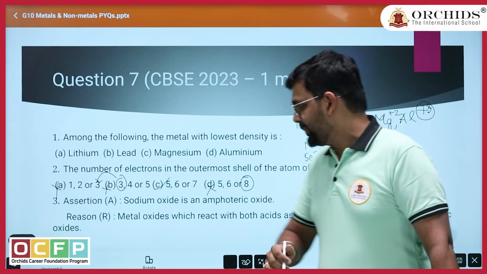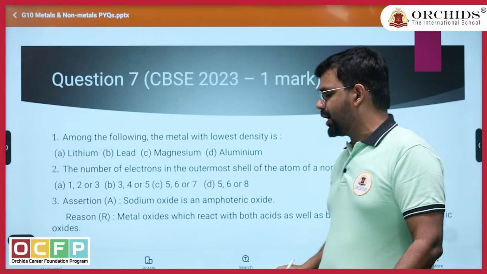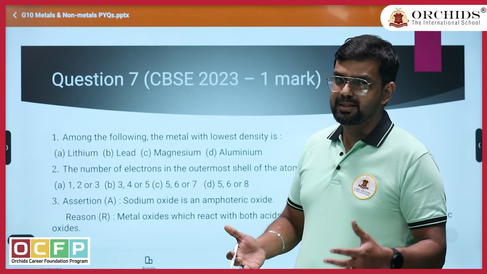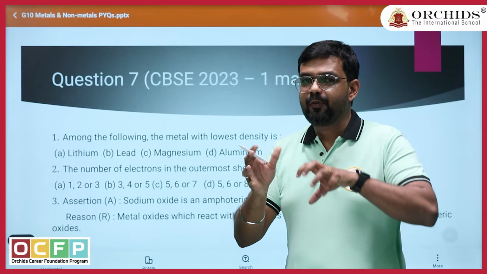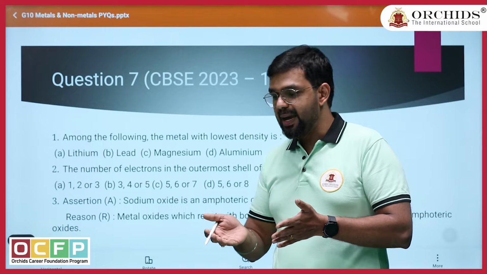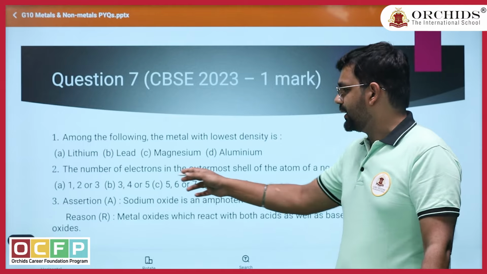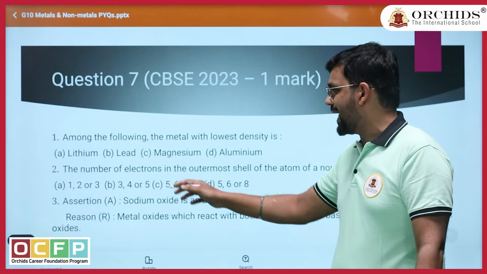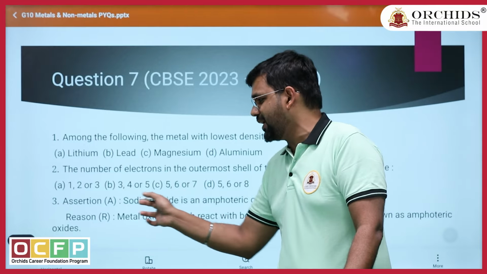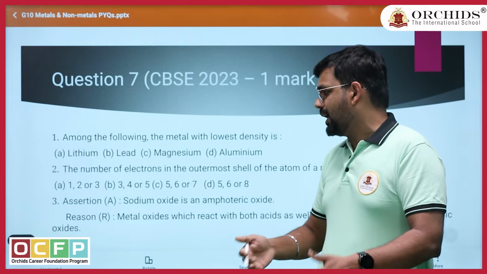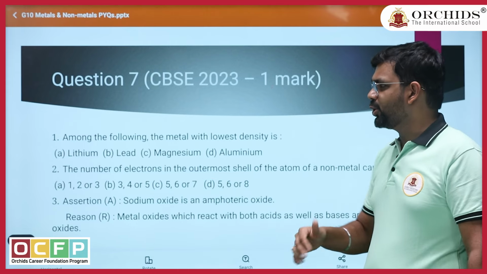So come to the last question, the assertion. It is given that sodium oxide is an amphoteric oxide. What is an amphoteric oxide? We have already discussed it in one of the previous questions. Amphoteric oxides are oxides formed from metals which can react with both acids as well as bases. There are only 2 such metals which we have studied, zinc and aluminium, but they have given sodium oxide, which is not the case. So the assertion is wrong. And what about the reason? Metal oxides which react with both acids and bases are called amphoteric. This is the basic definition of an amphoteric oxide. So what is the correct answer? A is wrong, but R is true. Okay, so this is your question number 7. Let's move to question number 8 now.